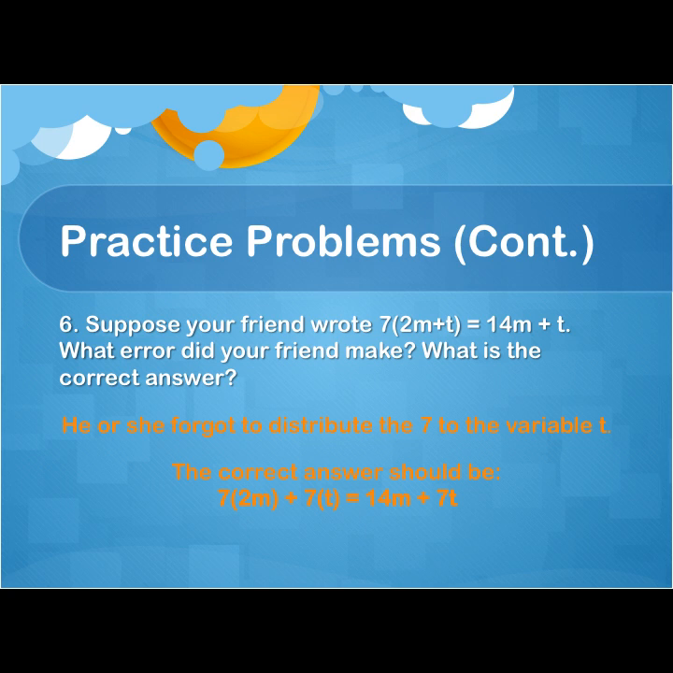And then for number 6, suppose your friend wrote 7 times 2m plus t is equal to 14m plus t. What error did your friend make? And then what is the correct answer? As we can see here, he or she forgot to distribute the 7 to the variable t. So the correct answer should be 14m plus 7t.